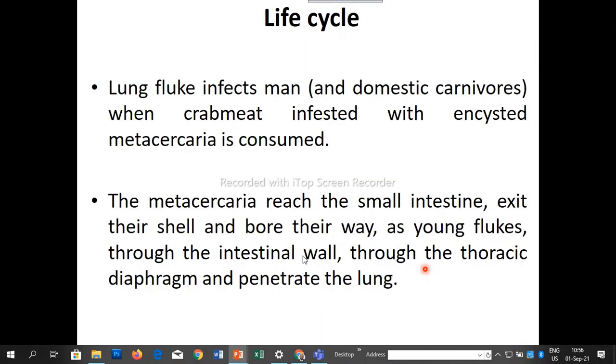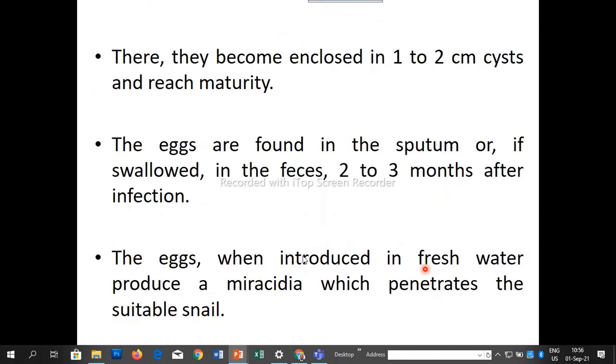Lung fluke infects man and domestic carnivores when infested uncooked crustacean with metacercariae is consumed. The metacercariae excyst in the small intestine, exit their shell, and bore their way as young flukes through the intestinal wall and the thoracic diaphragm and penetrate the lung. In the lung, they become enclosed in a 1-2 centimeter cyst and reach maturity. Eggs can be found in sputum, or if swallowed, in the feces.